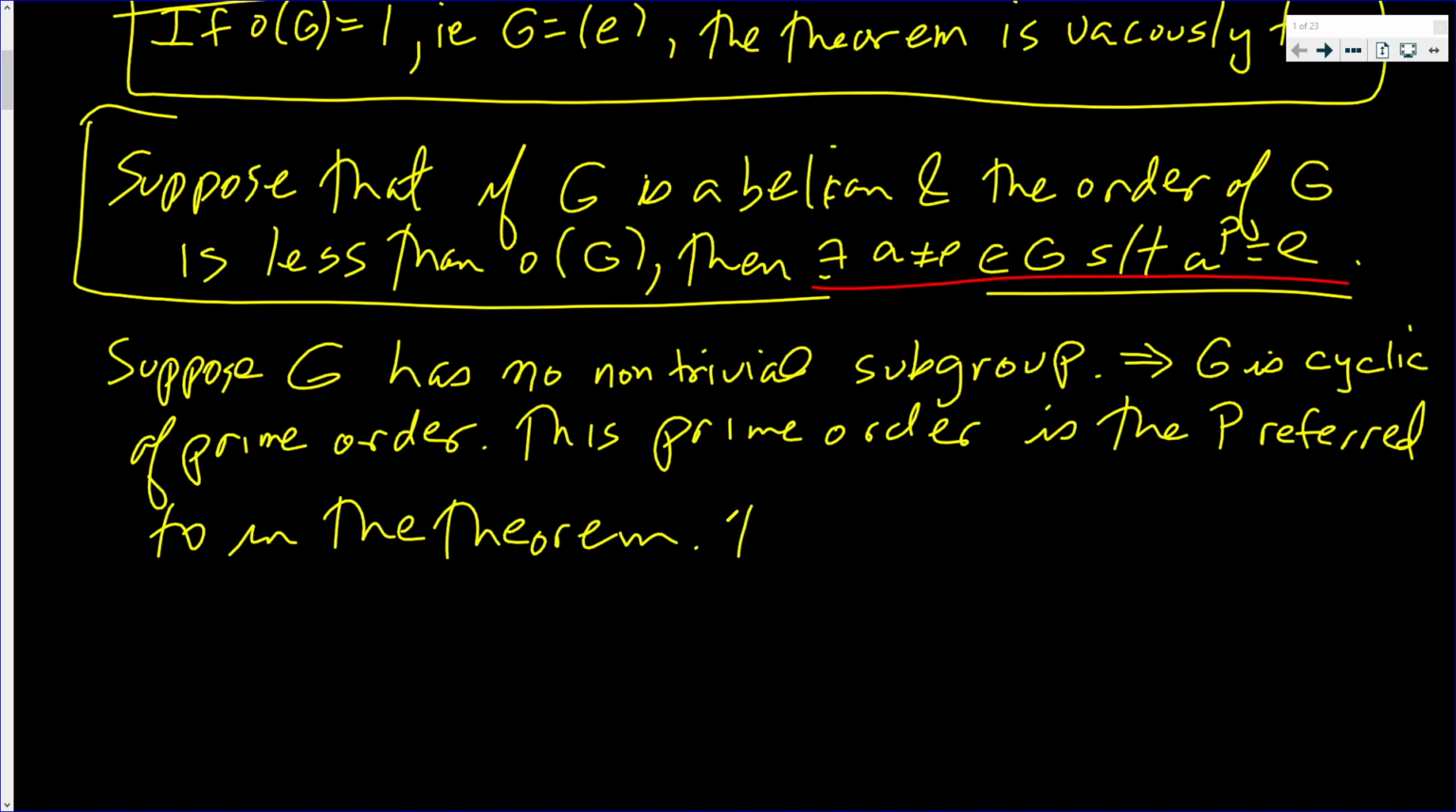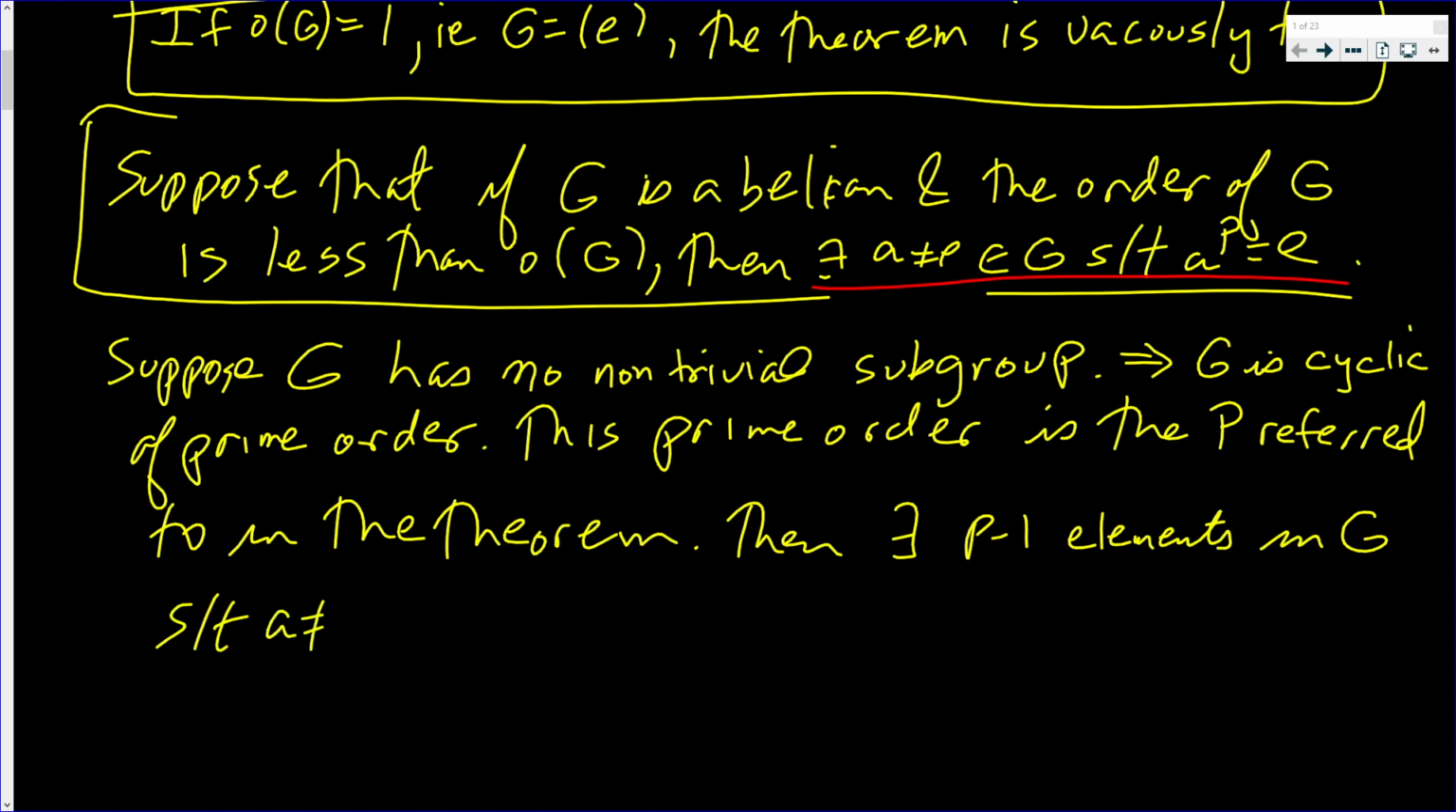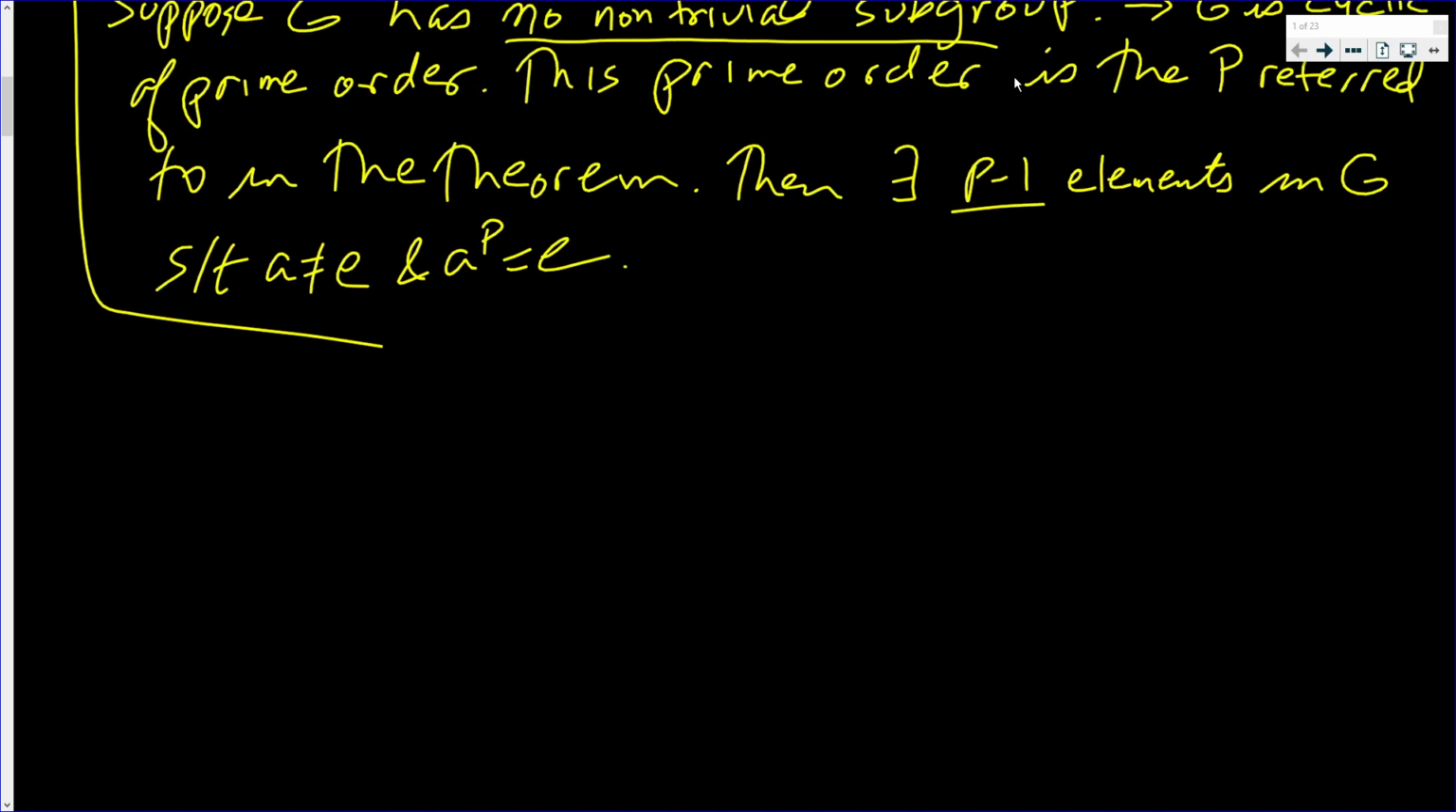Okay. Then there exist P minus 1 elements in G such that A is not equal to E and A to the P is equal to E. Every non-identity element in this group satisfies that. Okay, so not only did I show one element, I showed P minus 1 elements. Now, this is where G had no non-trivial elements. There's two more cases.